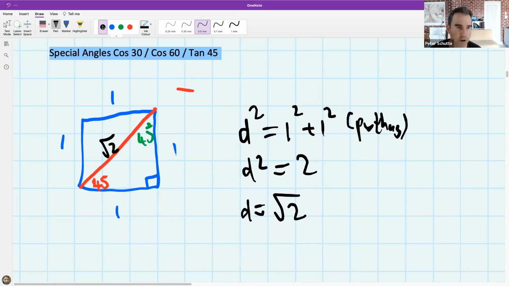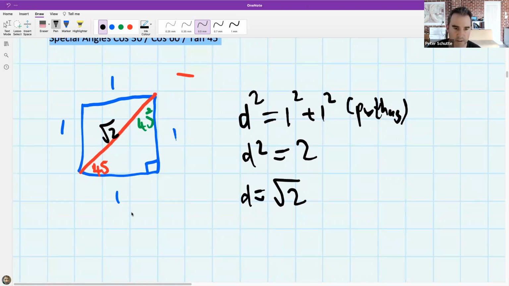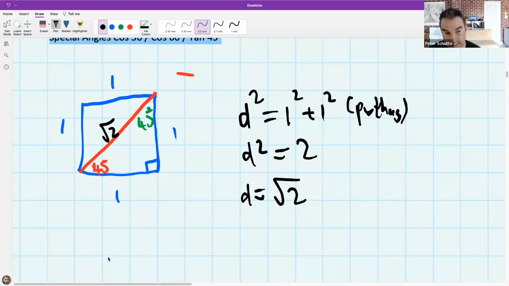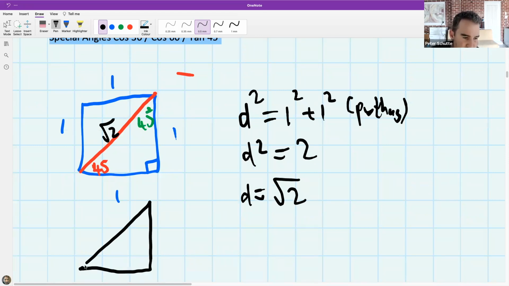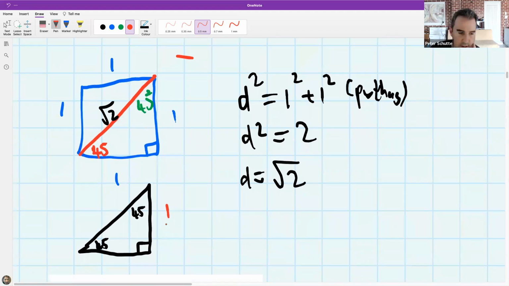Now, this is what we call a special triangle. And we can get it by just cutting a square of length 1 in half. So let's draw that, pretend we just have one of them. It was like this: 45, 45, and then opposite those are 1 and 1, and then root 2. So this is called a special triangle, and I want you to use the special triangle.